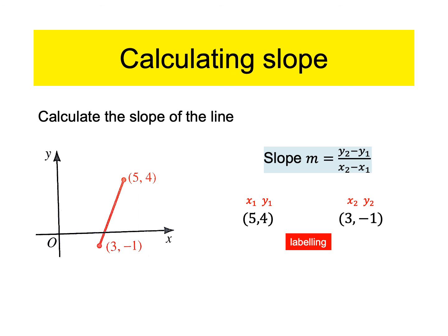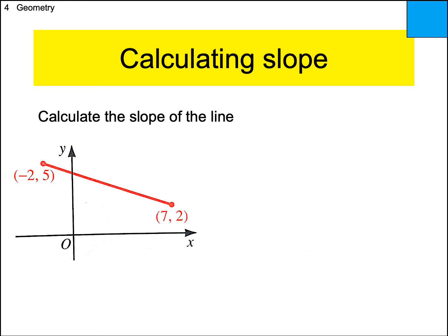We'll plug the numbers in. So y2 minus y1. So that's negative 1 minus 4 over 3 minus 5. See what I did there? All right. Negative 1 minus 4 is negative 5. 3 minus 5 is negative 2. Negative divided by a negative is a positive. So the slope is 5 over 2. Okay. And that is as expected. We can see that the slope of the line is positive.